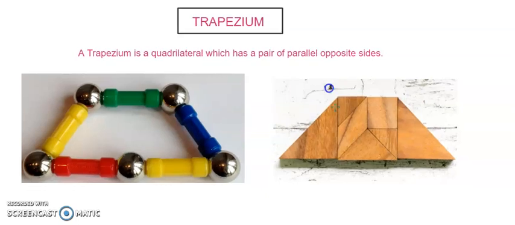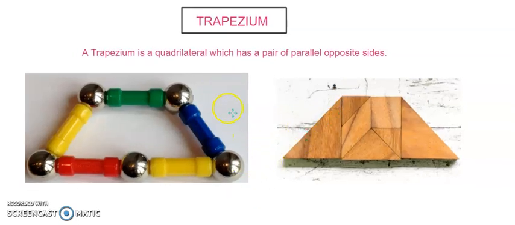Next, trapezium. A trapezium is a quadrilateral where only one pair of opposite sides is parallel. You can see here only this side is parallel, whereas this side is not parallel. So a quadrilateral with only one pair of parallel sides is called a trapezium.